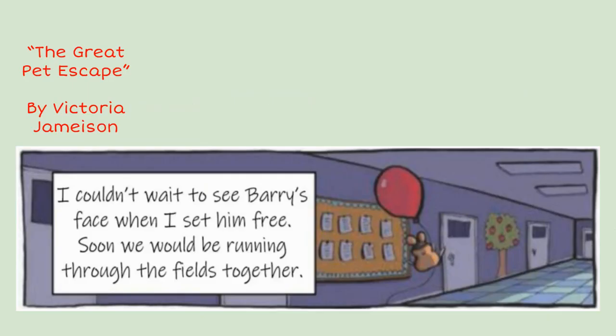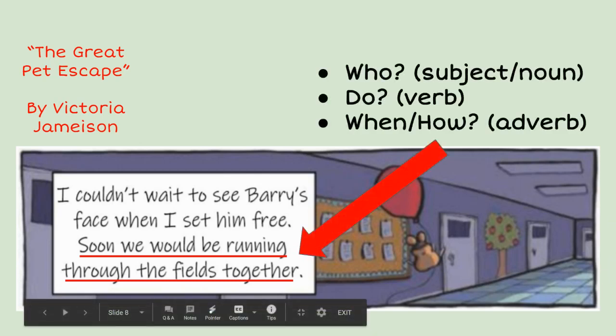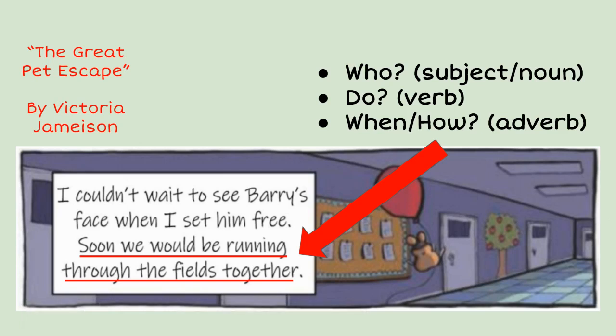We're going to take a look at this mentor text, The Great Pet Escape by Victoria Jameson. I couldn't wait to see Barry's face when I set him free. Soon we would be running through the fields together. Let's look at this sentence, soon we would be running through the fields together. First off, who is the noun? The noun is we. It's talking about Barry and his friend, okay? What is the action they're doing? Running. They're running through the fields together. When are they running? They're running soon, okay? That's the adverb. So we have the subject in the noun, which is we, the verb, which is running, and the adverb, which is soon.